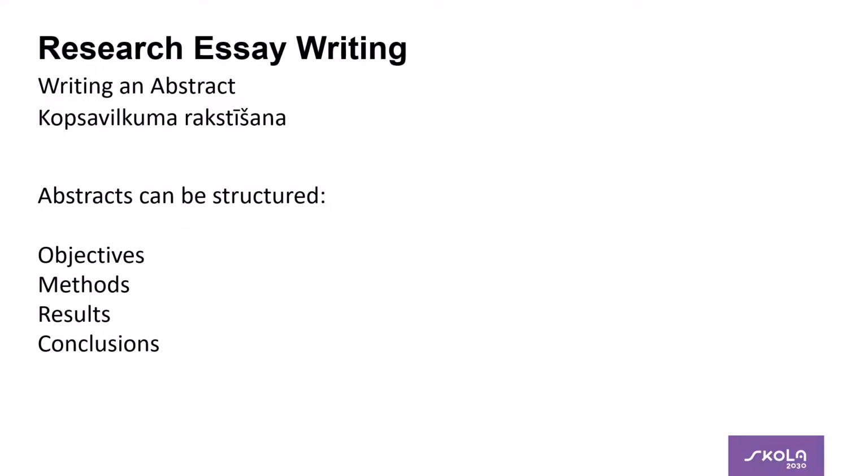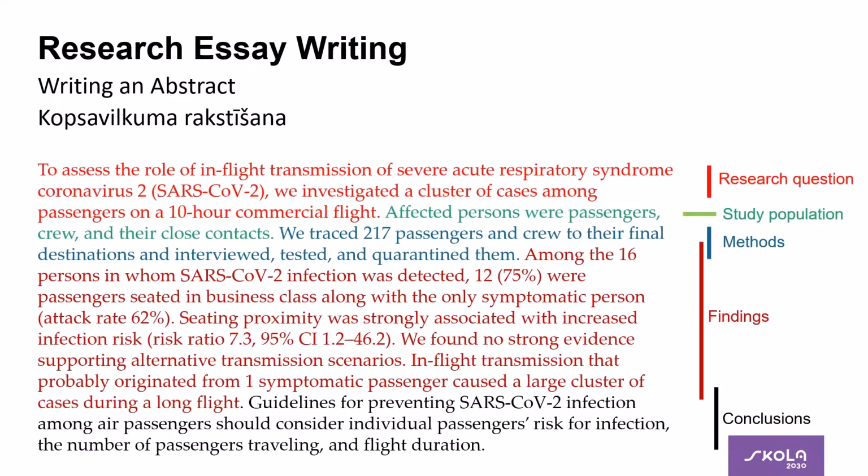Now, abstracts can be explicitly structured and they can have headings: objectives, methods, results, conclusions. Or they might just be a paragraph of text, as this one is. So here, this sentence restates the research question, presents the study population, presents the methods, presents the main findings, and then a conclusion, the implications of the study.